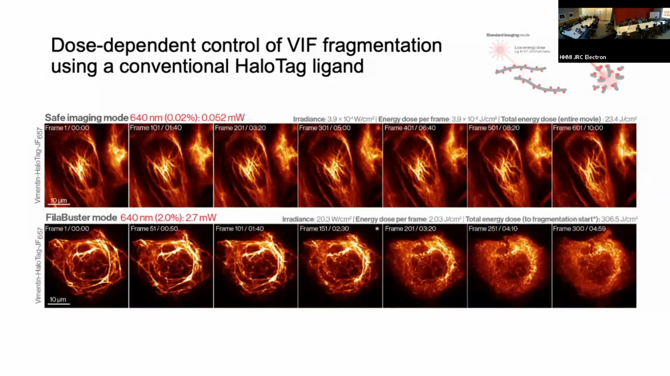Now, if we then dialed up the laser power in FilaBuster mode, going from 0.02% laser power to 2.0% laser power, this is 2.7 milliwatts that we measured at the sample plane, we found that within 151 cycles of illumination, this conventional dye that isn't supposed to damage our intermediate filaments could, under the appropriate conditions, drive IF disassembly. So by 151 frames, we begin to see the beginning of the fragmentation, and by 300 frames, we could drive total FilaBuster dissolution of the vimentin IF network.